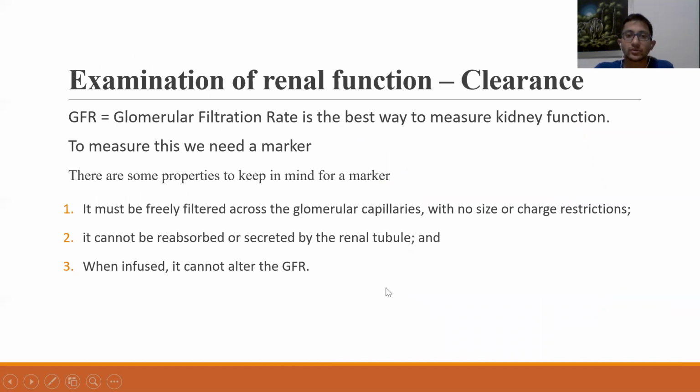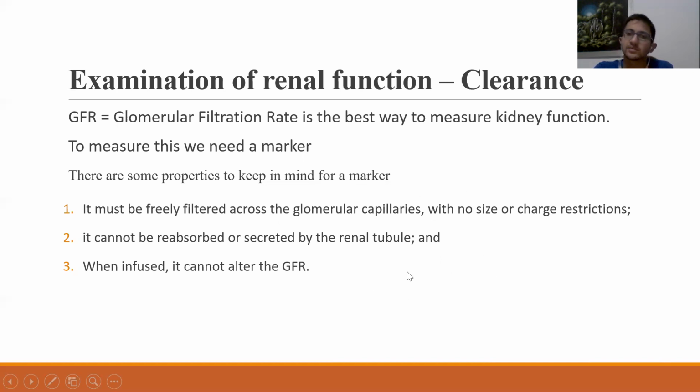Now, if we move on to the examination of renal function, especially clearance, the glomerular filtration rate is the best way to measure renal function, and it can be measured by calculating the clearance of a marker. Now, we have some qualities that we want to keep in mind for a marker. It must be freely filtered across the glomerular capillaries with no size or charge restrictions. It can't be reabsorbed or secreted by the renal tubule, and when it's infused, it shouldn't alter the GFR.